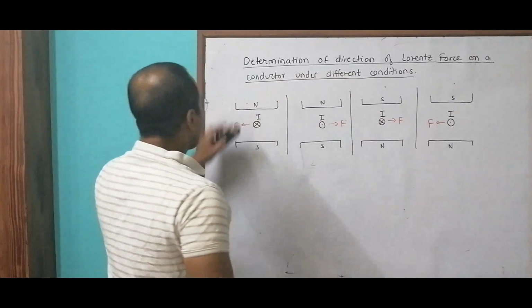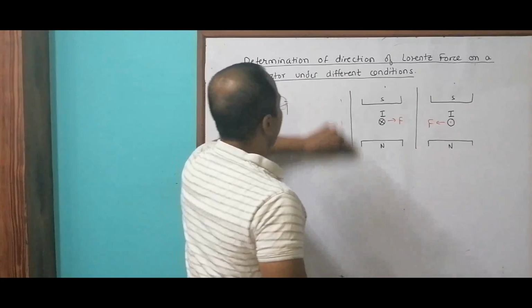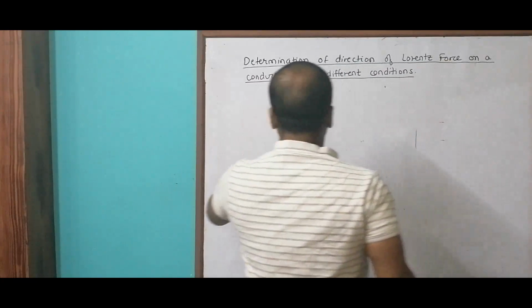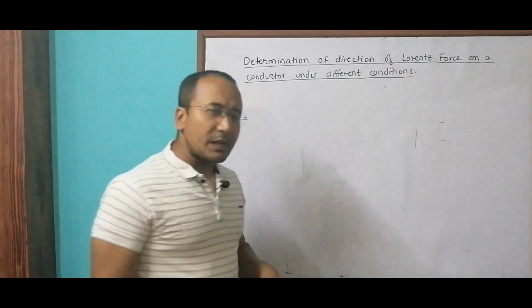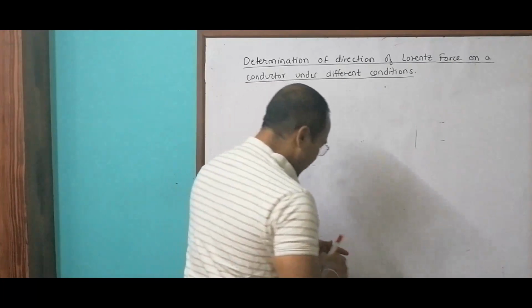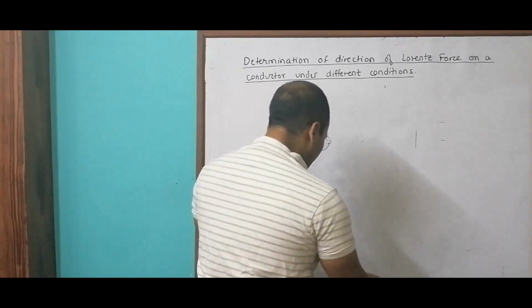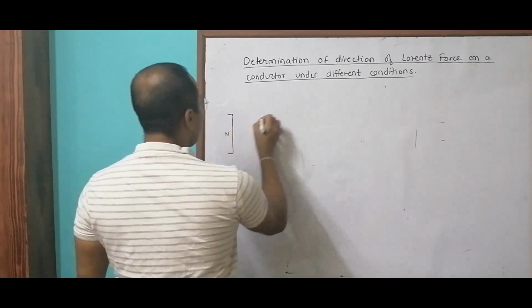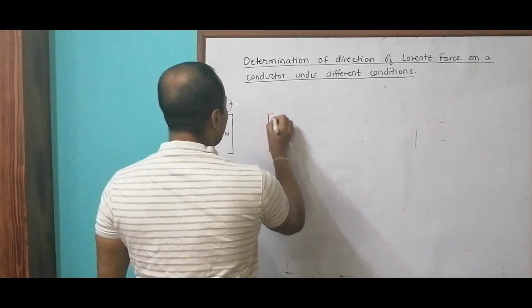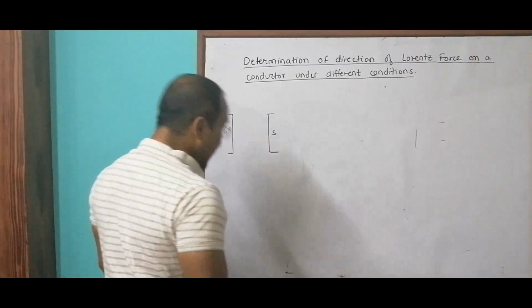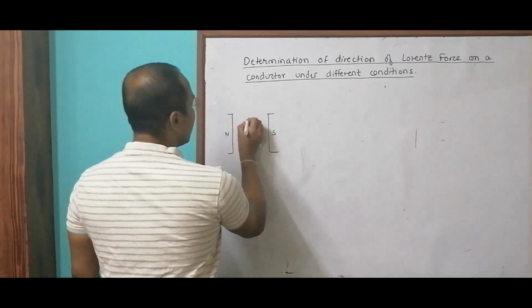Now next, we are going to apply the same type of magnetic field as the first 4 cases. So magnetic field like this. So magnetic field will be, this is N here, this is S here. And now I place the conductor, or I allow current like this. So current is going like this.